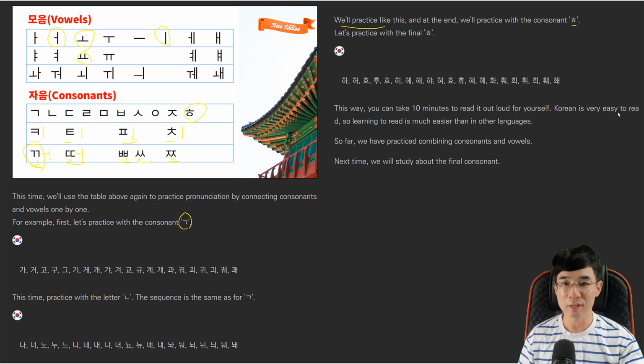Korean is very easy to read, so learning to read is much easier than in other languages. So far, we have practiced combining consonants and vowels. Next time, we'll study about the final consonant.